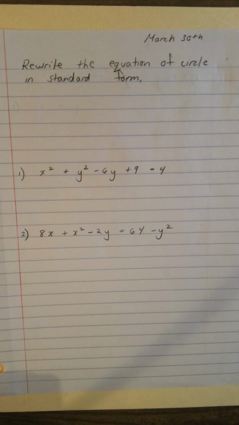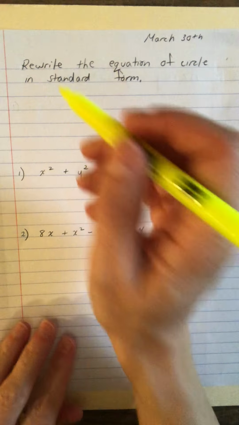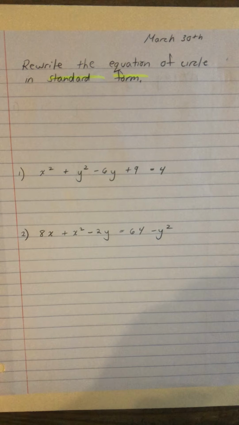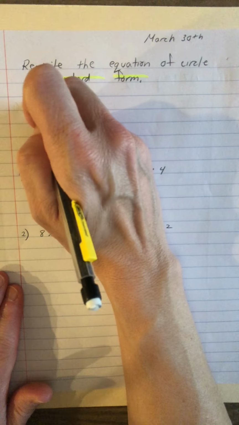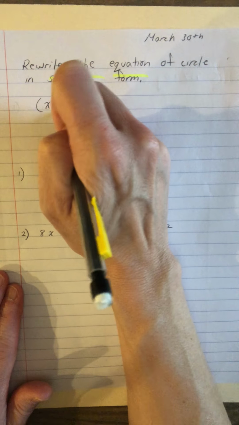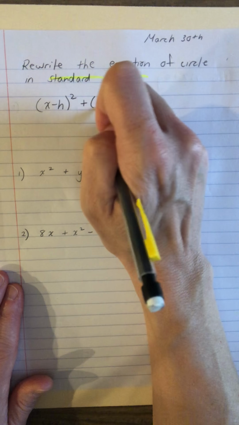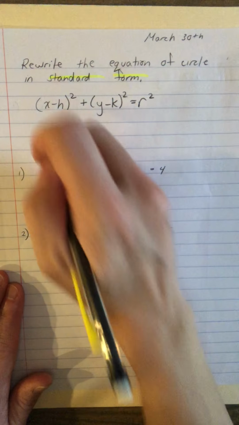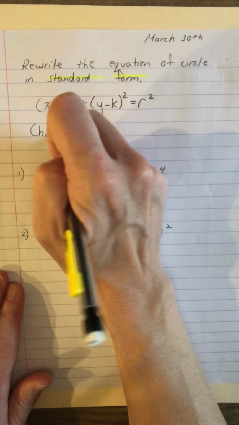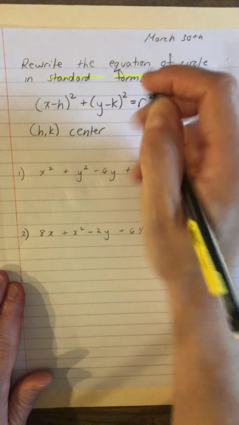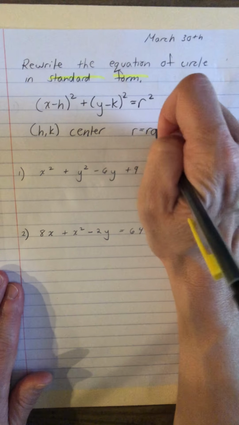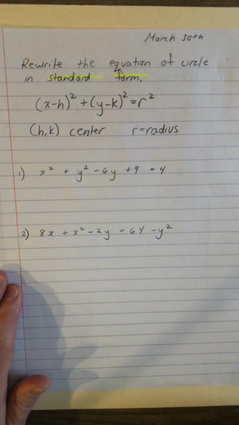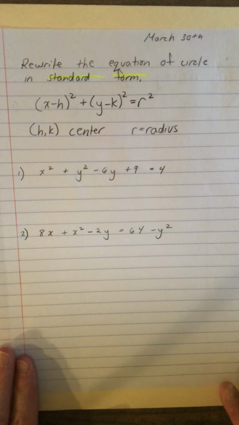So what we're going to do today is rewrite the equation of a circle in standard form. Now we've learned the equation of a circle in standard form, all right, guys? We've learned that our circle equation was (x minus h) squared plus (y minus k) squared is equivalent to our radius squared. So we knew that (h, k) is our center, and r is equivalent to our radius. All right? That's what we've learned.